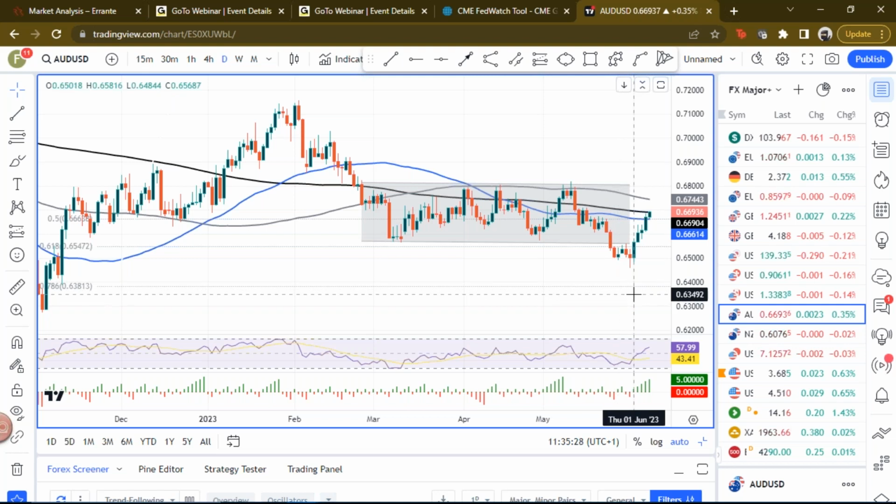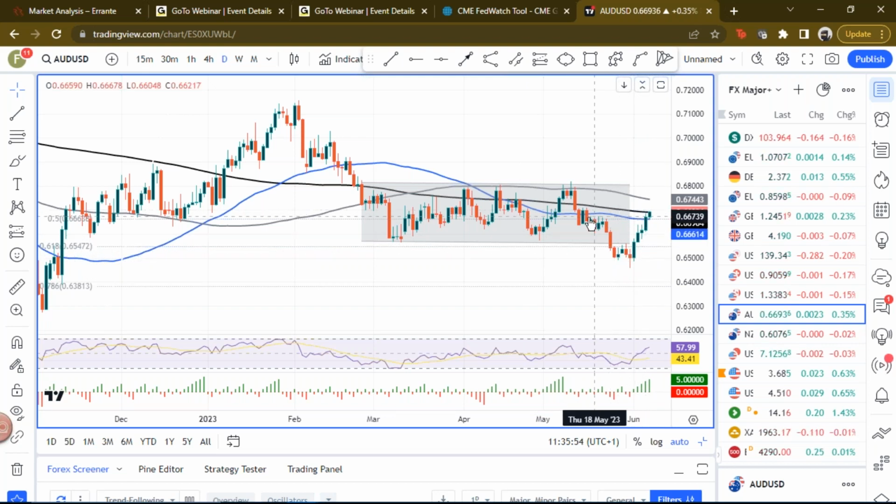But then the RBA meeting, that was Tuesday of course, gave us a bigger lift. The Aussie went back into this range, back above the 50-day moving average and now towards the 200-day moving average, which is at 66.90. So positive, strong, bullish momentum, really, with consecutive days of gains.